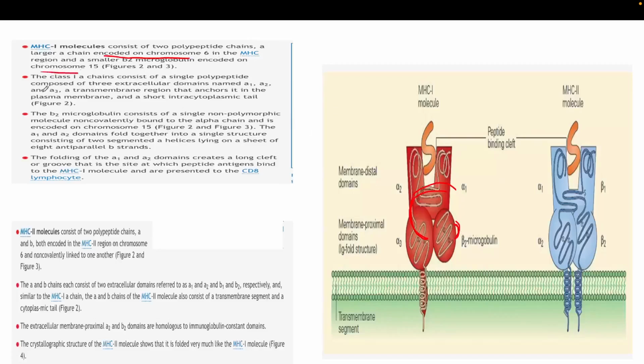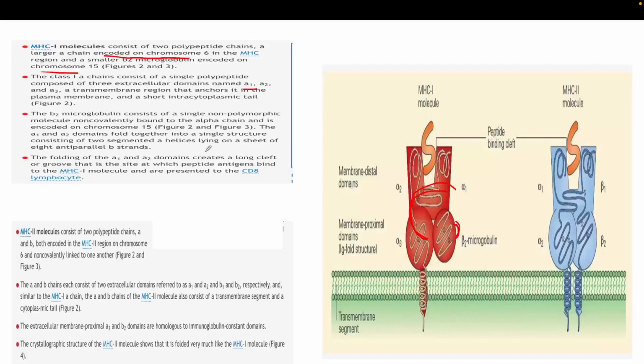Okay, and this class 1 chain consists of a single polypeptide composed of three extracellular domains named alpha 1, alpha 2 and alpha 3. Okay, so in the single polypeptide chain there are three domains: alpha 1, alpha 2 and alpha 3. All three are outside of the cell, or we can say they are the extracellular domains.